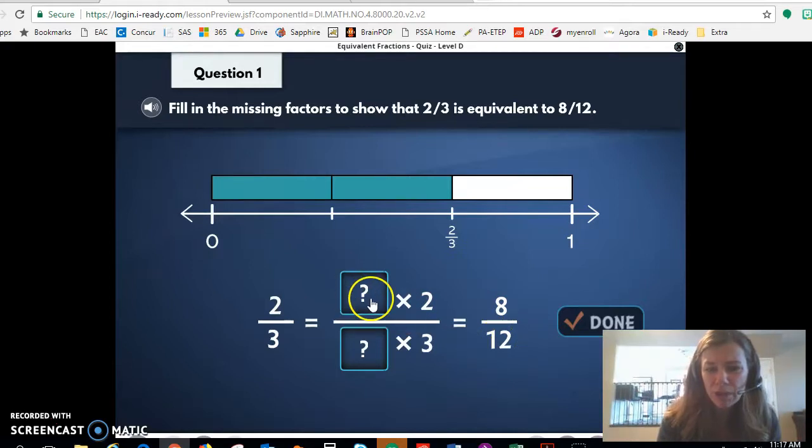All right, we're looking for a factor, something times 2 that gives us 8. I'm thinking that's 4, and something times 3 that gives us 12. We want the same factor for both the numerator and the denominator. So let's check this. And let's go to the next one.